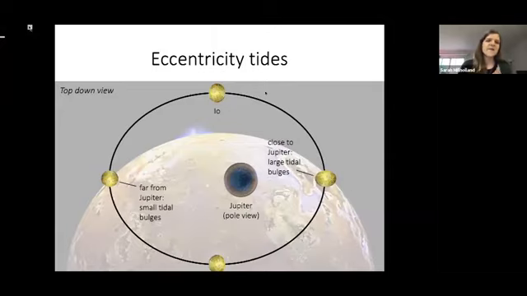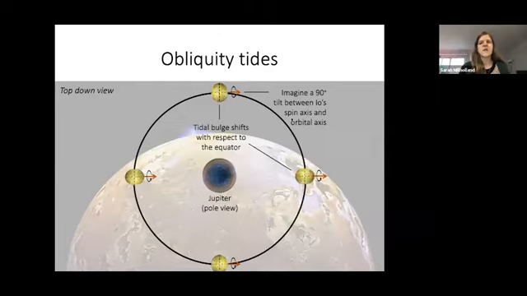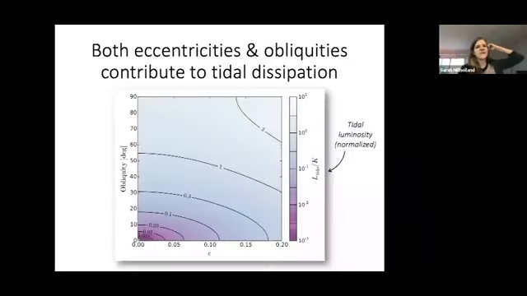In addition to eccentricity tides, we can have what are called obliquity tides. Imagine now that Io's orbit was circular, but that it had a non-zero axial tilt, so its spin axis was tilted off of its orbital axis. In this case, the tidal bulge is shifting with respect to Io's equator every orbit. This leads to similar stresses and strains in its interior and can also lead to tidal heating. So both these components, eccentricities and obliquities, are important for tidal heating.